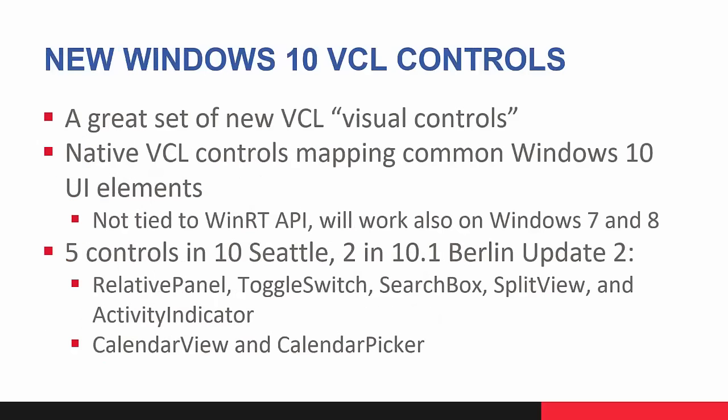So this new set of VCL controls includes RelativePanel, ToggleSwitch, SearchBox, SplitView, and Activity Indicator, which were all introduced in 10 Seattle. Now there's a calendar view and a calendar picker that have been added in update 2. And I demonstrated them in my Delphi product address 2 days ago. So I'm just going to touch shortly on them.